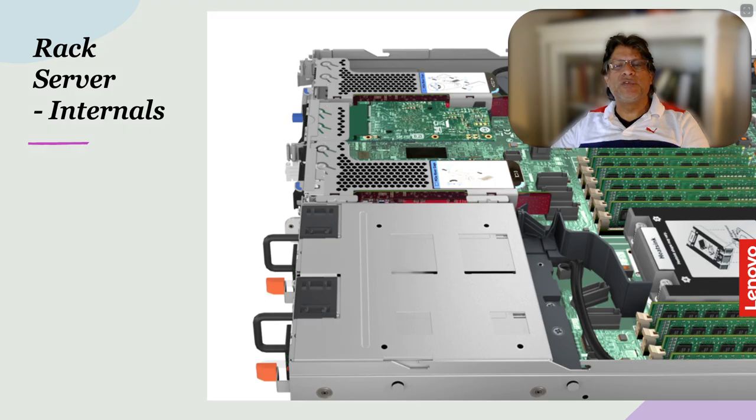Internally, the rack server may look something like this. Of course, there will be the actual CPU. So you can see here a couple of CPUs, which have the heat sink. You can see the word heat sink here. So there's heat sinks here on top of the CPU.